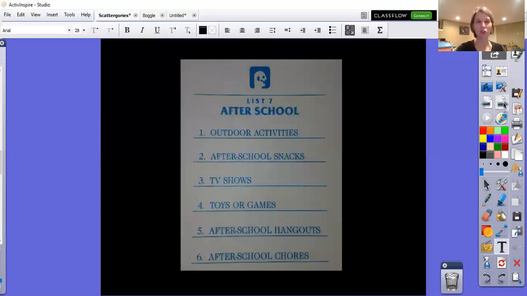List seven, after school. Number one, outdoor activities. Two, after school snacks. Three, TV shows. Four, toys or games. Five, after school hangouts. Those are places you could go, like a diner or a restaurant. A lot of kids in Somerset go to Sheets to hang out afterward. Six, after school chores, everyone's favorite topic. Pick a letter, give yourself a minute.